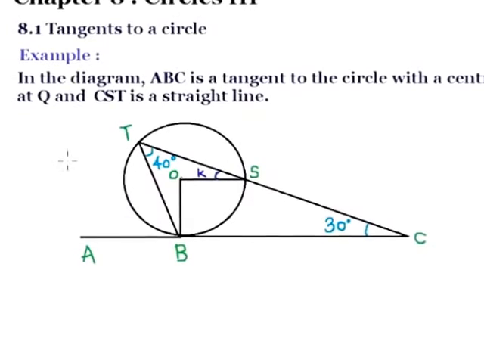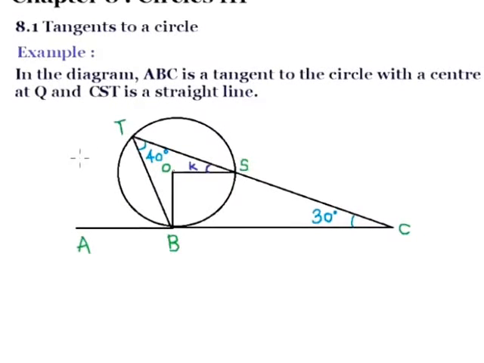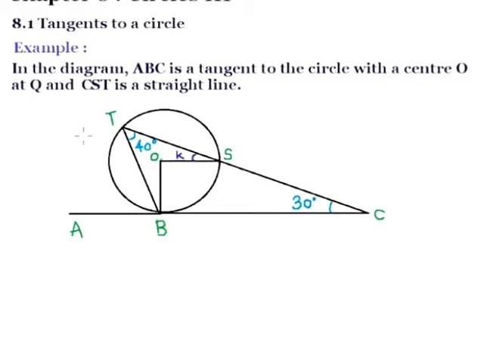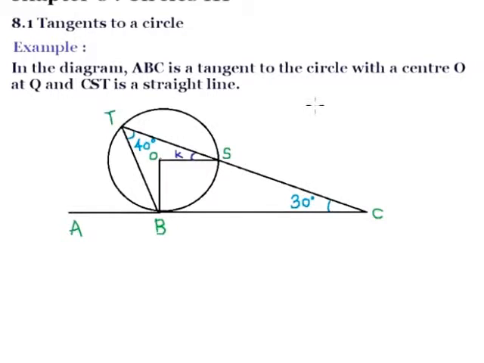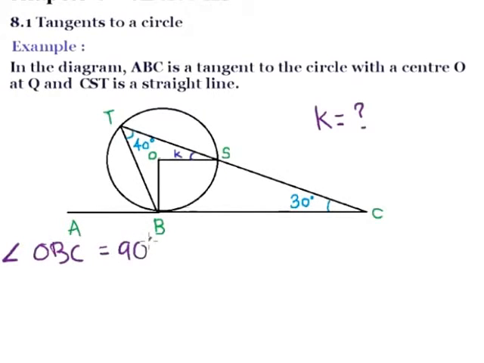Here is an example on tangents to a circle. In the diagram, ABC is a tangent to the circle with center O at Q, and CST is a straight line. Now the question is, what is the value of K? Now we'll move on to the solution one by one. Firstly, we would have to look for the angle OBC. And clearly, the angle OBC equals 90 degrees.